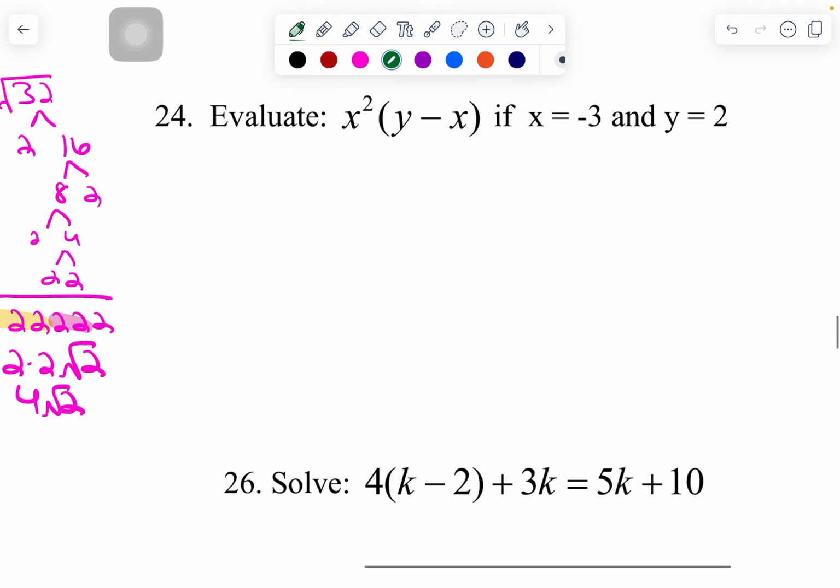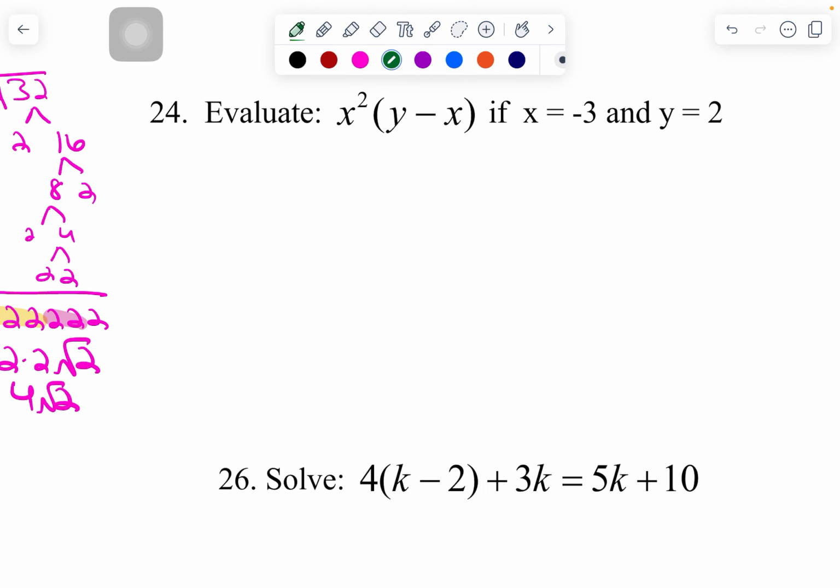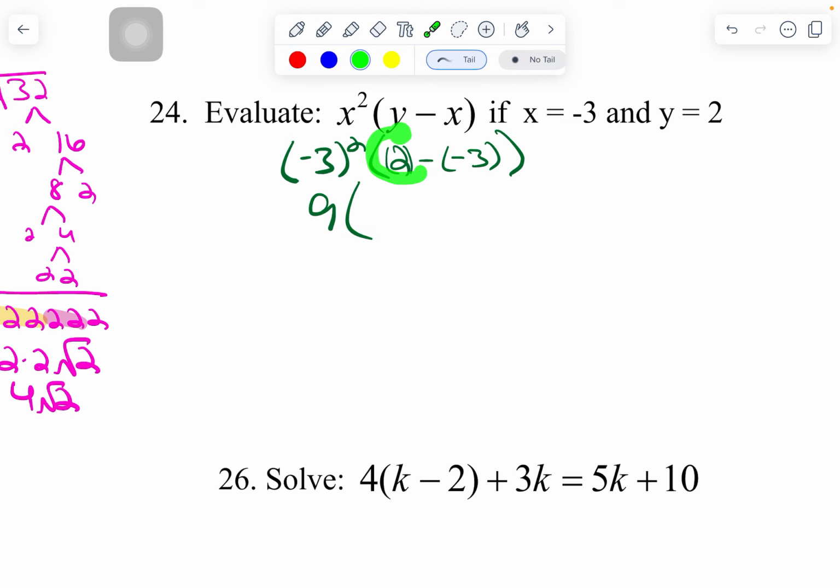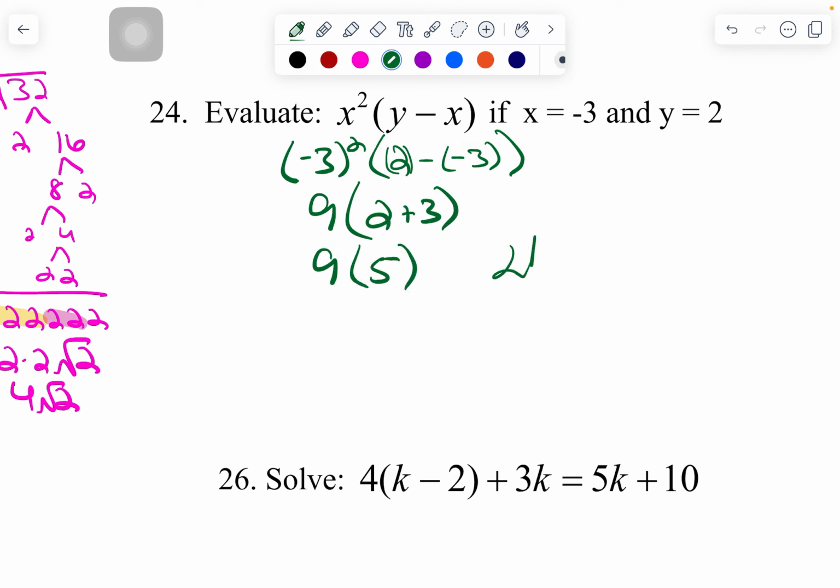Question number 24 asks you to evaluate. So we're going to replace x with negative 3. And please make sure you're using parentheses when you substitute, especially when you're dealing with that power. So 2 minus negative 3. Right, we'll throw those parentheses around there. So negative 3 squared is positive 9. These parentheses, I'm not worried about the ones around the 2, but you do have a double negative here. So this is going to be 2 plus 3. So 9 times 5, that's going to be an answer of 45 there.